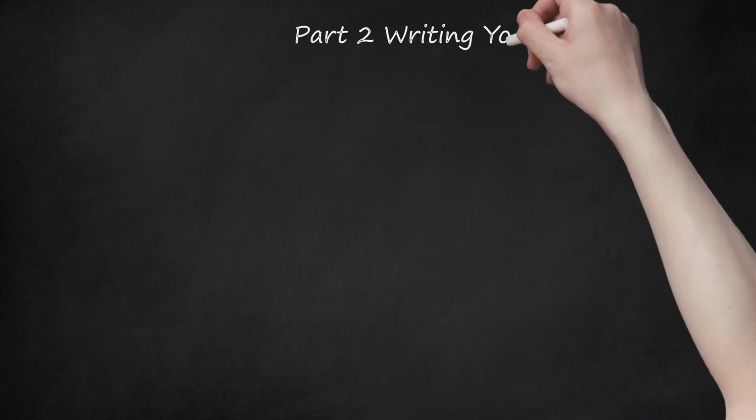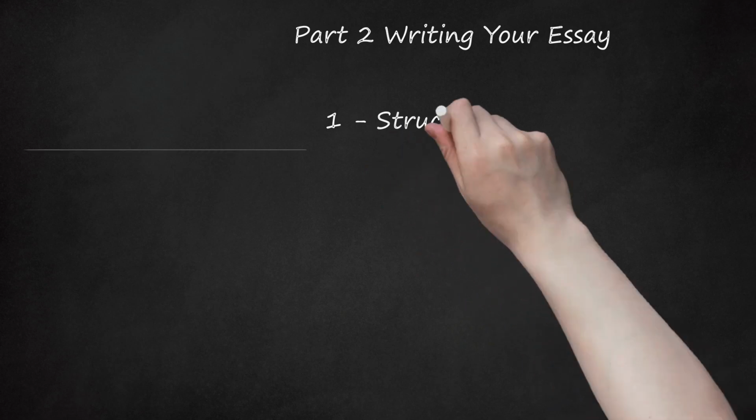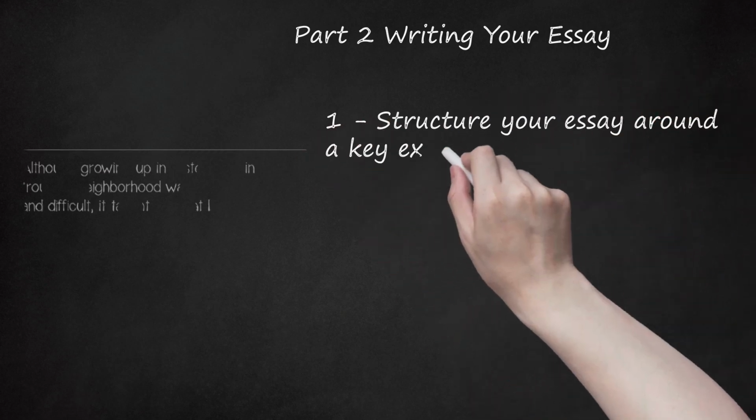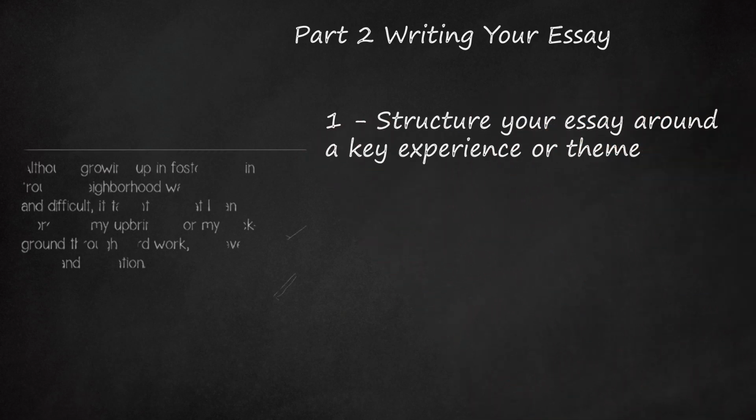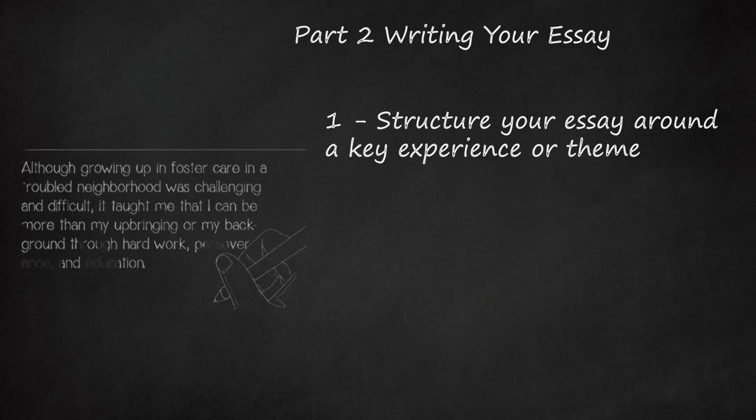Part 2. Writing your essay. 1. Structure your essay around a key experience or theme. Choose one major theme to focus your essay. Think about a past experience that holds a certain theme, and try to relate it to the program or position you are applying for. For example, you may look back at your time in foster care as a child or when you scored your first paying job.